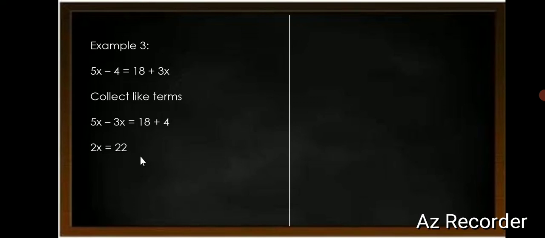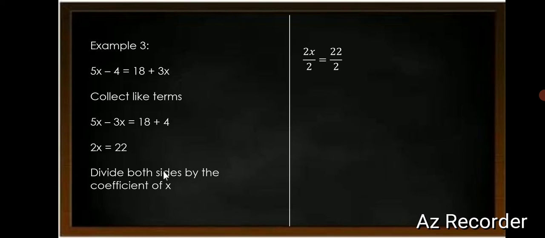We've already learned how to divide both sides by the coefficient of x. So we divide both sides by the coefficient of x. On doing that, we'll have 2 dividing the left hand side and the right hand side, and we'll have x being equals to 11. Now let's take a look at another example.